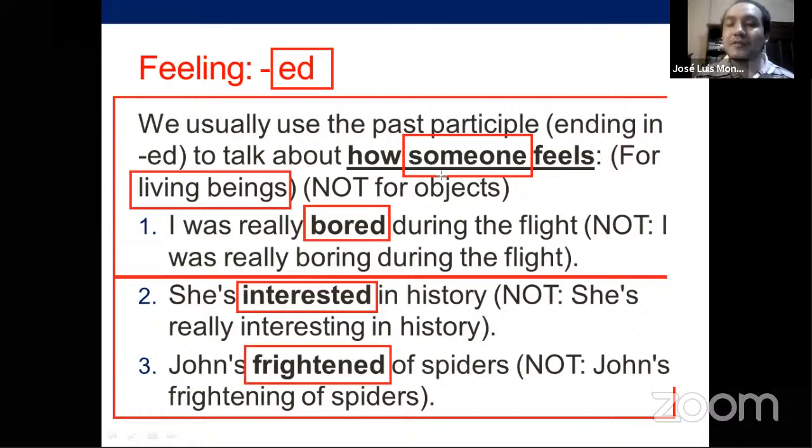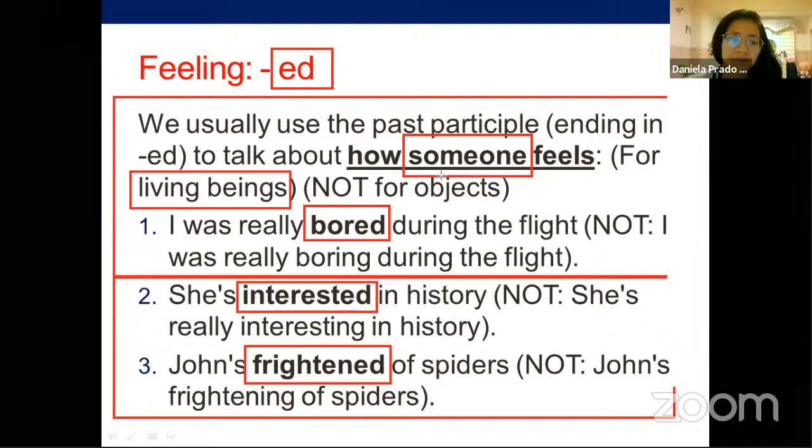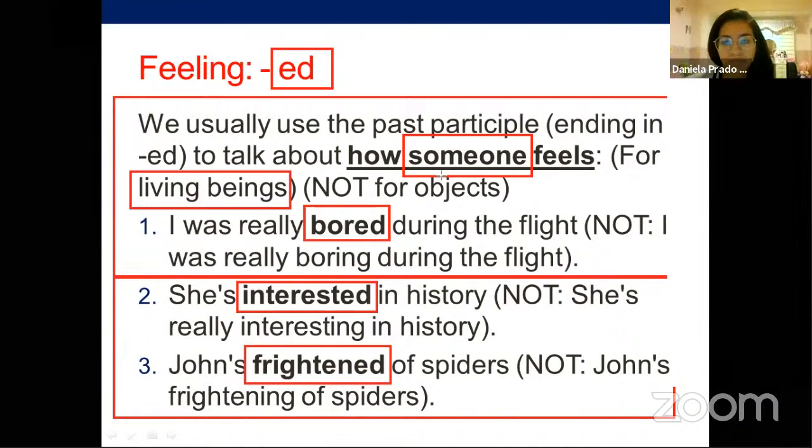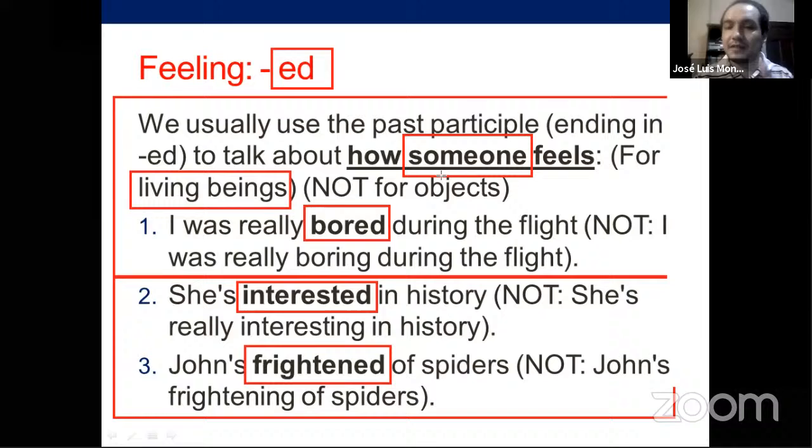What is the correct way of saying that sentence then, Daniela? Instead of the party is bored, what do we say to have a correct sentence? The party is boring. Boring. Correct, Daniela. Exactly. For objects or for things that cause that feeling, we use ing, right? The party is boring. This is very simple. I know that you understand. If you have questions, please let me know.